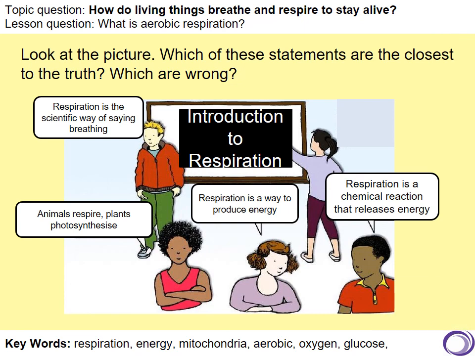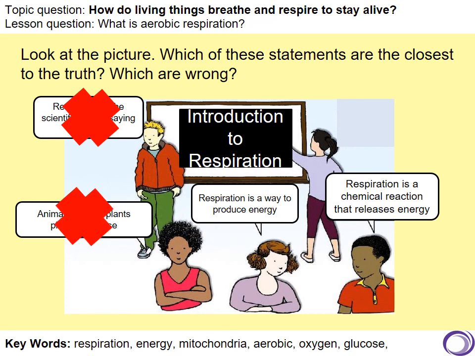Okay then, how did we get on? So, respiration is the scientific way of saying breathing. That's not correct. We inhale and we exhale. That's the scientific word. Respiration is not breathing. Okay, the next one, animals respire and plants photosynthesize. Well, again, we know that is incorrect because plants also need energy and plants will grow, so plants also need respiration.